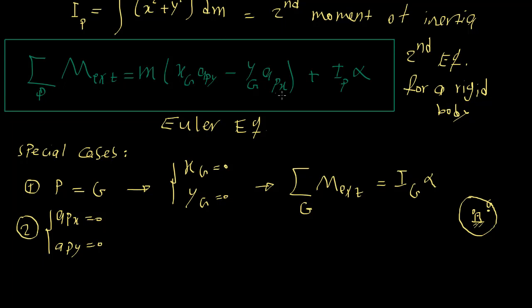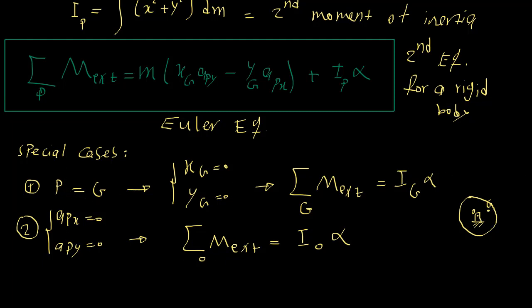So then we can go back to this equation and say that this term is equal to 0. So here we can say that sigma M external over O is equal to I_O alpha. If O is stationary, its acceleration is 0. Okay, so that's another special case.